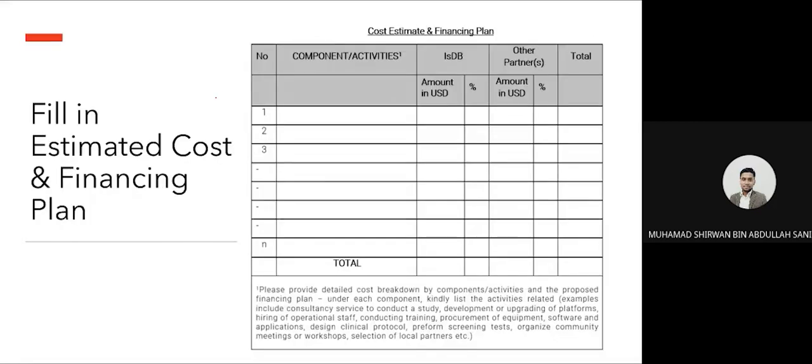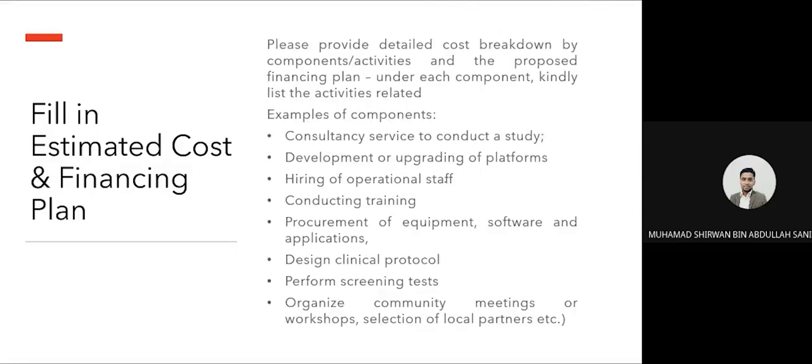Okay, and then you have to fill in the estimated cost and financing plan. This one is the same as what Dr. Nabila shared with you. This one is not much different from ours, but the good thing is they have provided evidence and suggestions here at the bottom of the table. They say to fill in what activities are needed. They suggest, if you need to do a consultancy service, upgrading a platform, or hiring operational staff. So in my case, I hire one postgraduate student to complete the research, the project, and conduct a training.